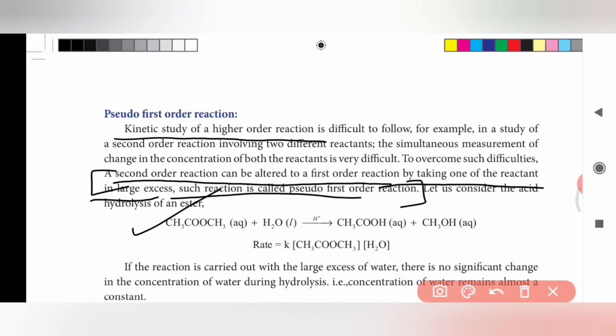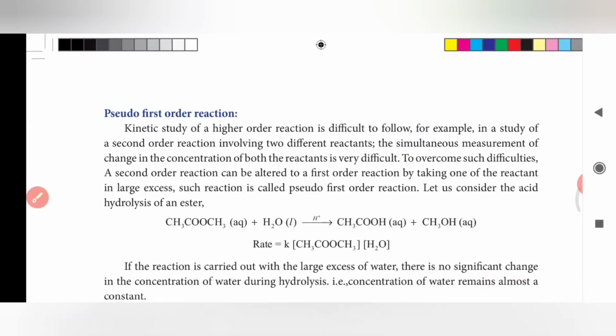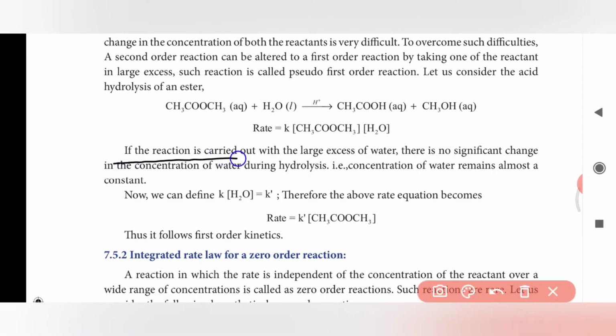The hydrolysis of an ester: the ester ethyl acetate reacts with water to give acetic acid and ethanol. The rate law for this reaction is rate = k[ethyl acetate][H2O]. If the reaction is carried out with a large excess of water, there is no significant change in the concentration of water during hydrolysis. That is, the concentration of water remains almost constant.